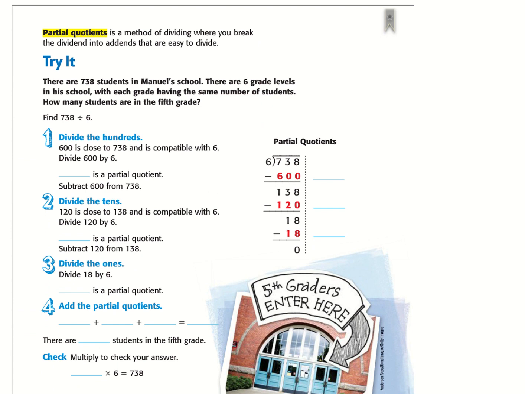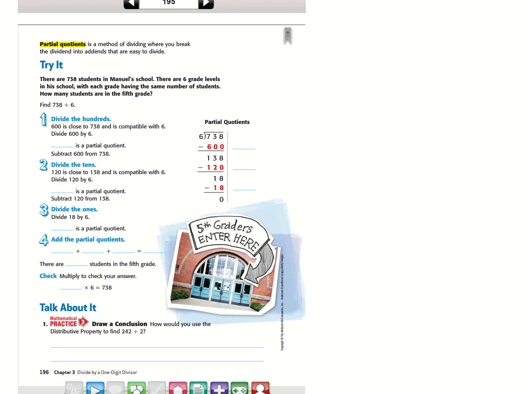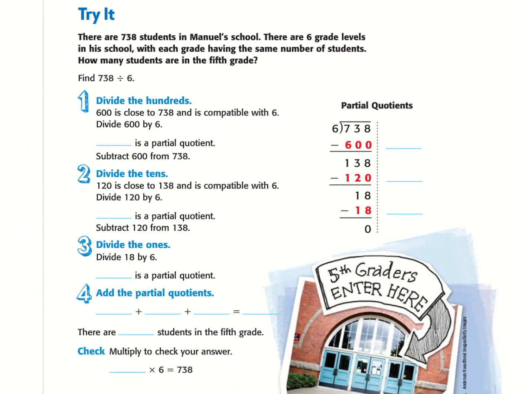So now we're going to go into partial quotients. This is going to be a little bit of a tough concept to grasp. So it says, there's 738 students in Manuel's school. There are 6 grade levels in his school, with each grade having the same number of students. How many students are in the 5th grade?